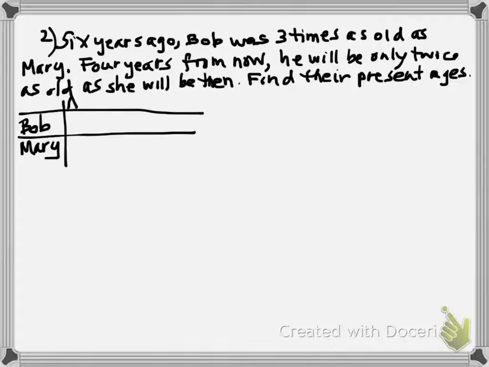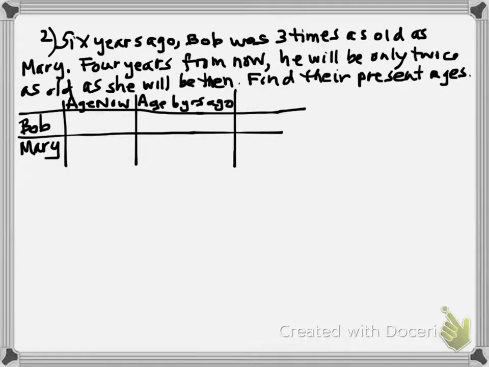And the first time frame is always the same, age now. That's where we're going to get our variables from. Then they talk about age 6 years ago. So what are we going to do with their current ages to get their ages 6 years ago? We're going to subtract 6. How about age in 4 years? And what are we going to do to their current ages to get their age in 4 years? We wouldn't add 6. We're going to add 4.